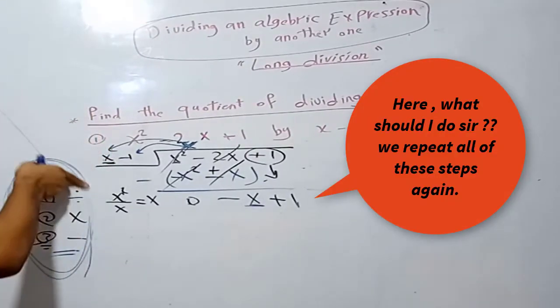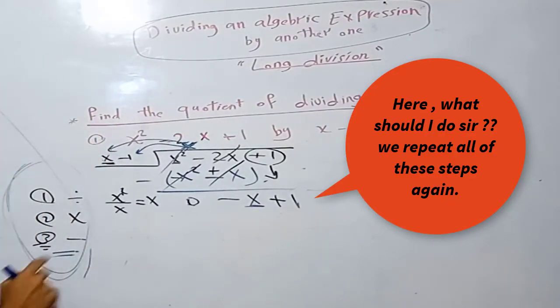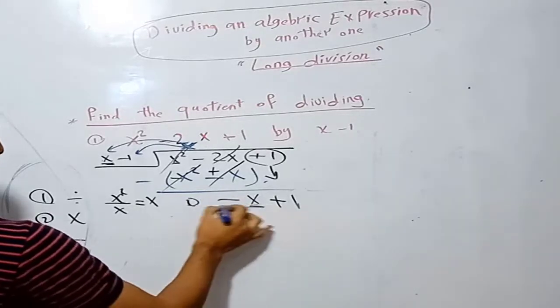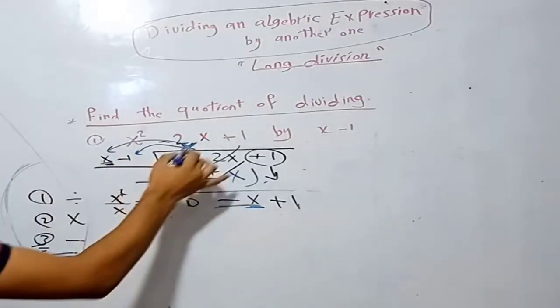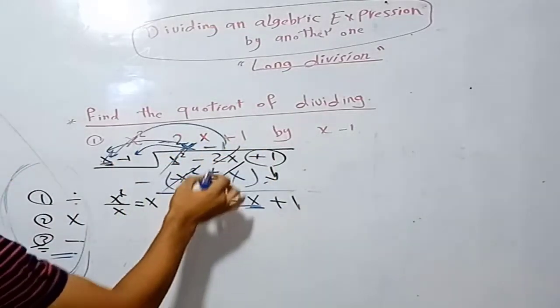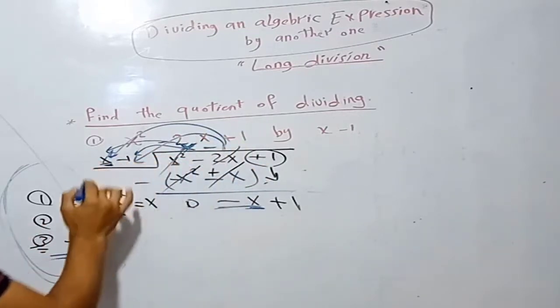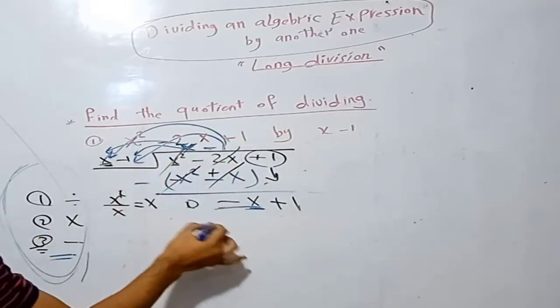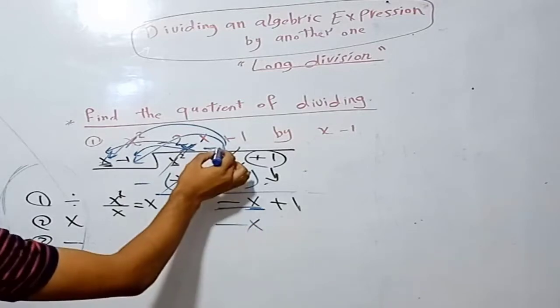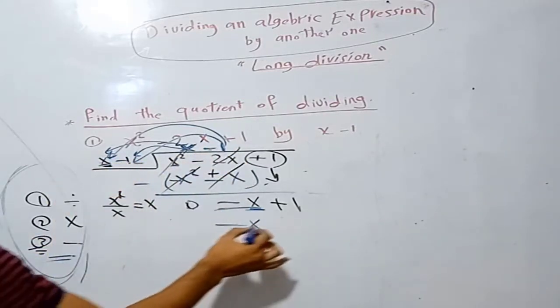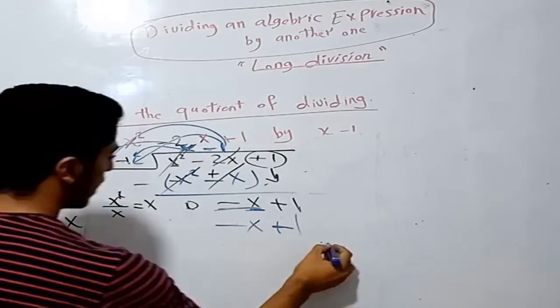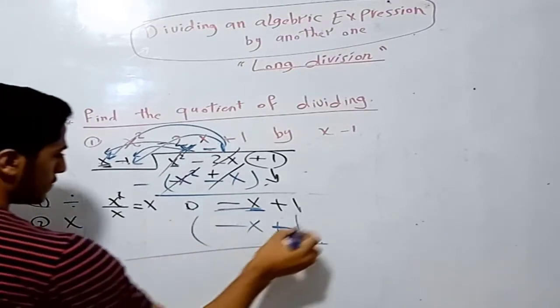What should I do here? We are gonna repeat all of these steps. Like minus x divided by x, that is gonna be minus 1. Second step, we multiply minus 1 in two terms. Minus 1 times x, that is gonna be minus x, and then minus 1 times minus 1, that is gonna be a positive 1, and then we subtract all of these terms.